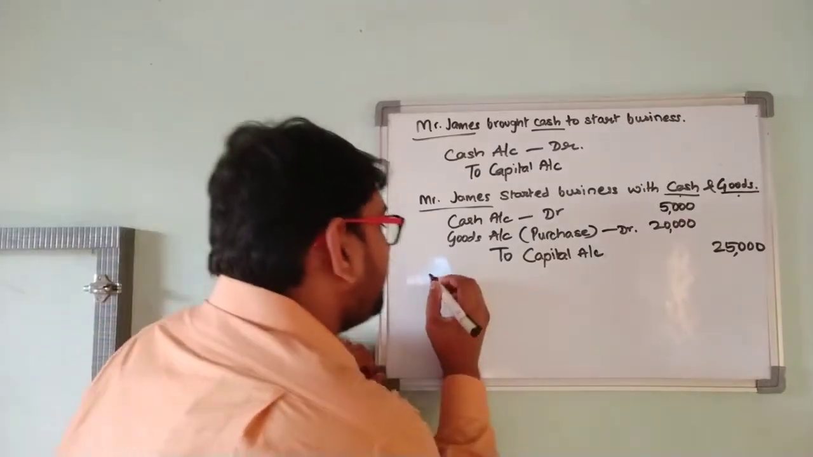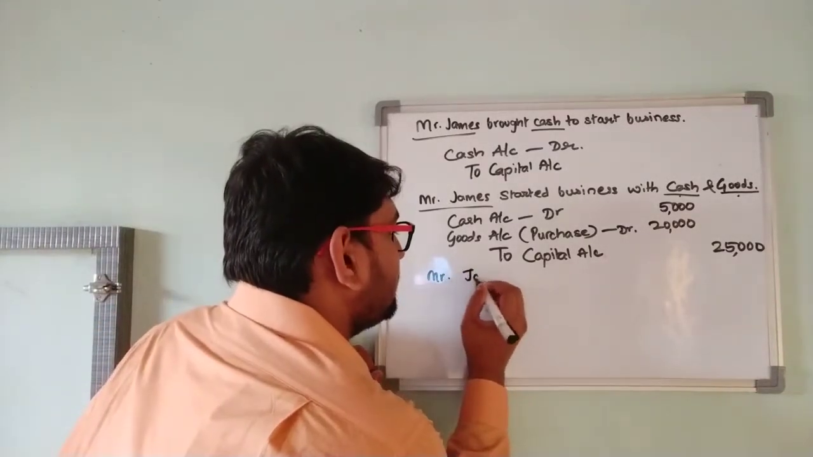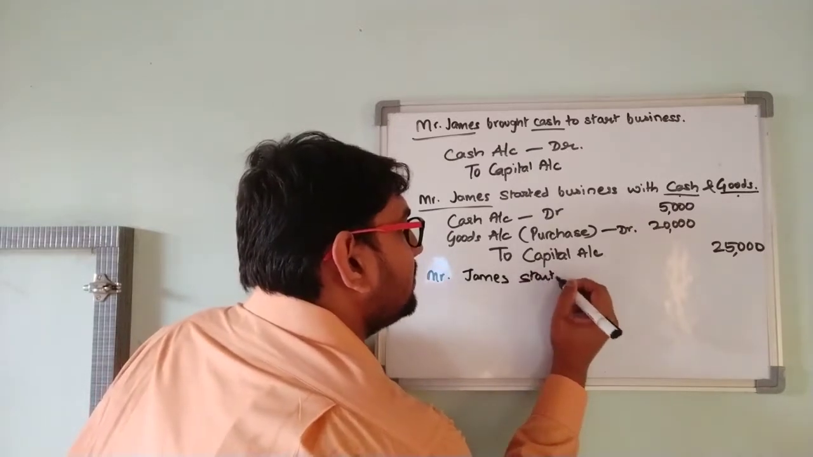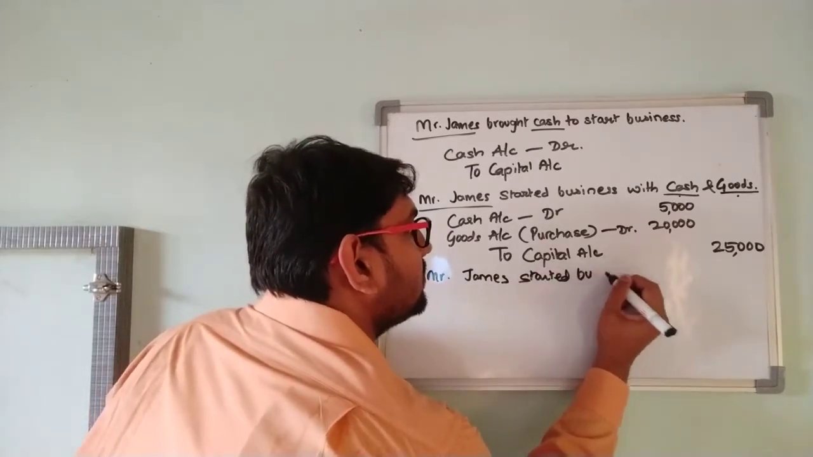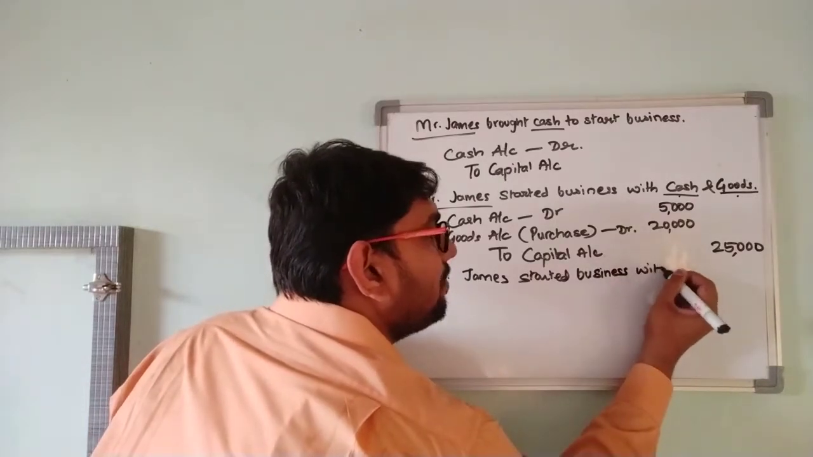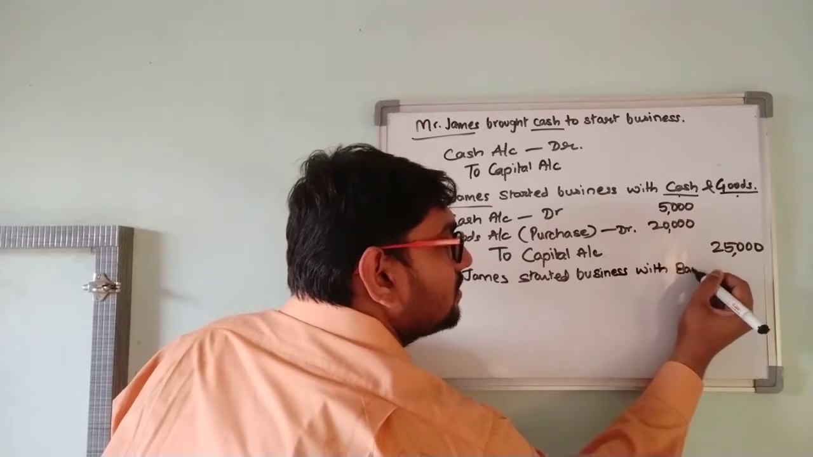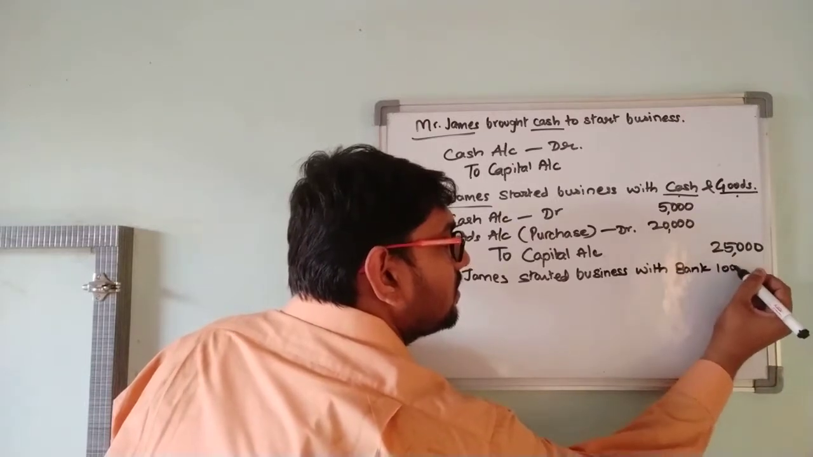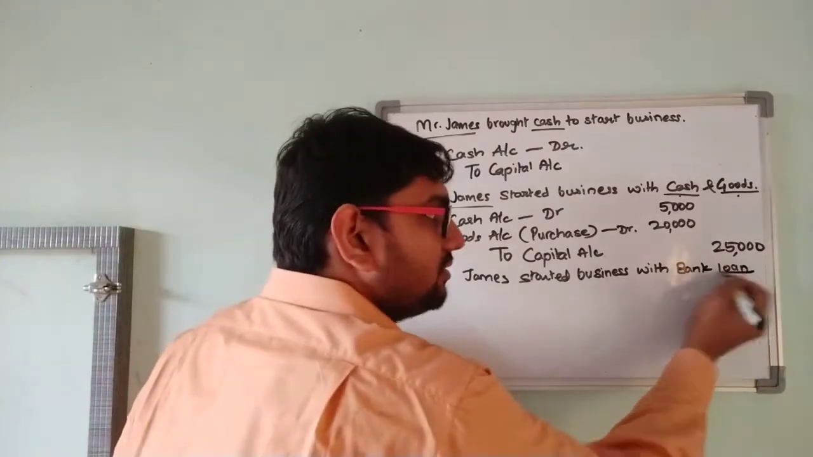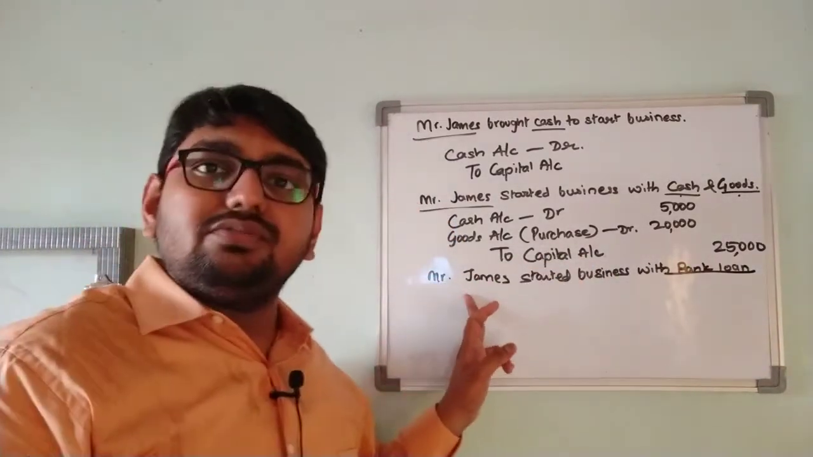So, if Mr. James started business with bank loan, then one aspect is bank loan. Here Mr. James will be ignored.